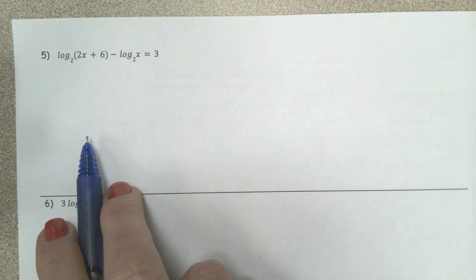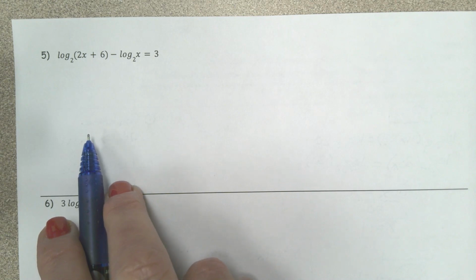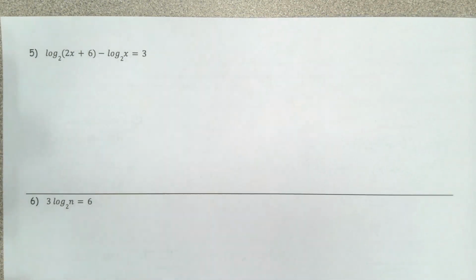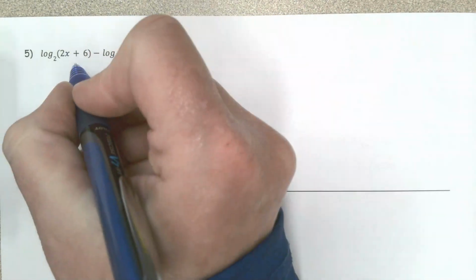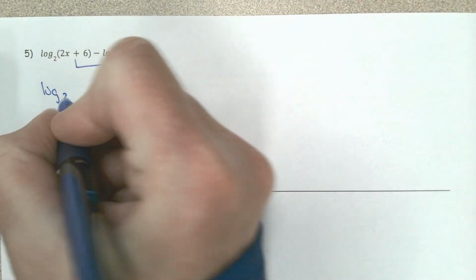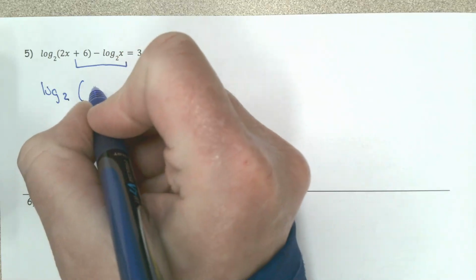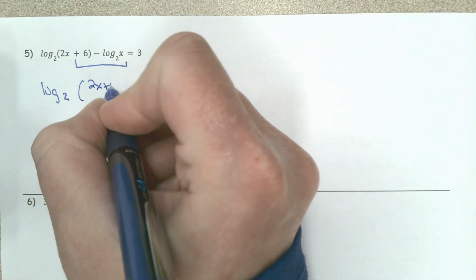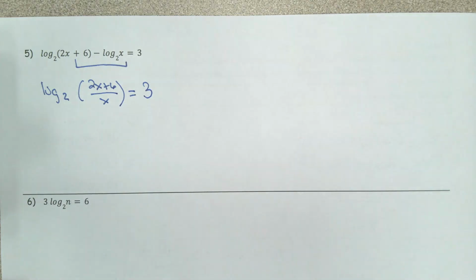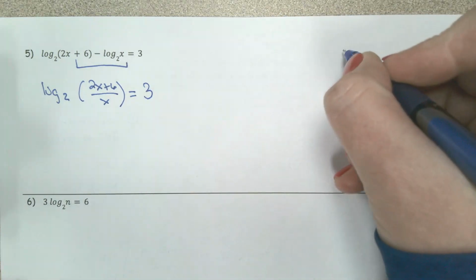Let's see, number 5, you just need to condense, and we haven't done one like that yet. I have subtraction, so I'm going to condense that by division. So I have log base 2 of (2x plus 6) divided by x equals 3. All right, so we've done these before.